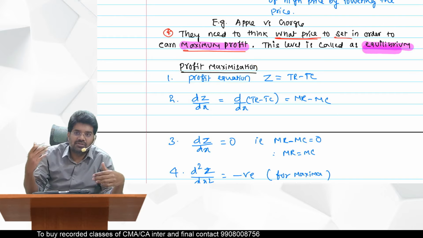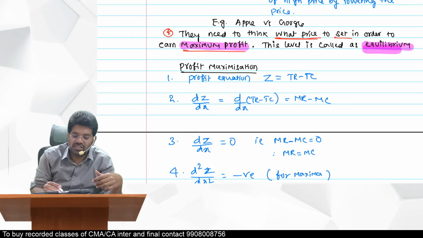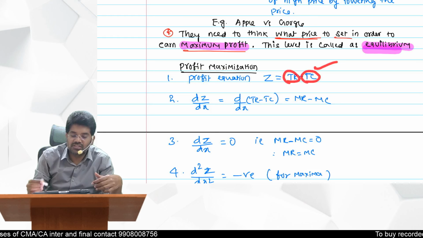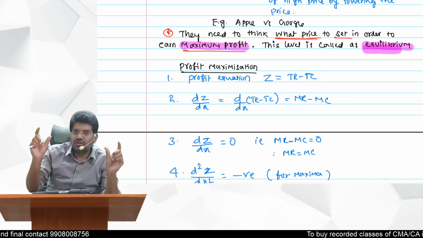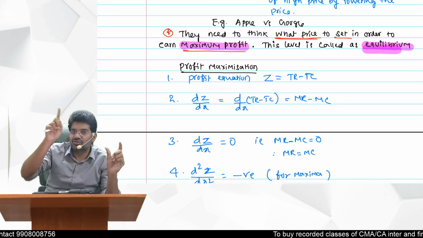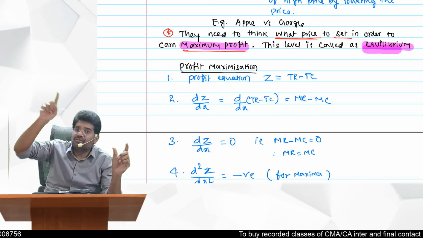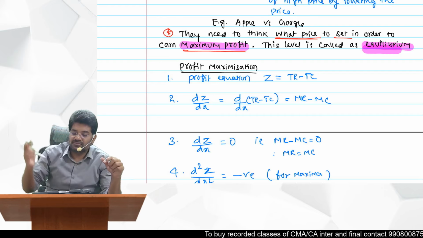So what are the steps now? First you set the equation. The first equation is the profit equation. How do you get profit? Total revenue minus total cost. This is the first equation for profit. So two things you should get: first total revenue and then total cost. Then from total revenue you should remove total cost.